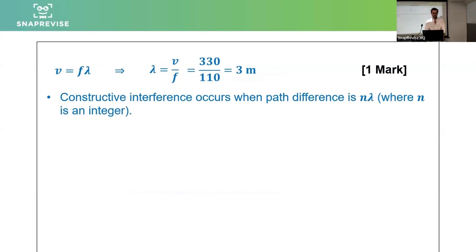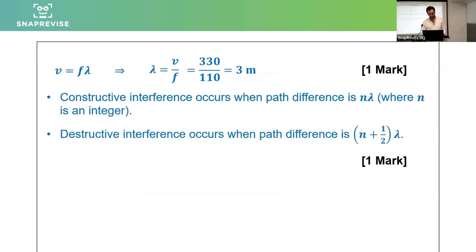The constructive interference occurs when the path difference is some multiple of 3 meters. Maximum destructive interference occurs when it's a half number of those wavelengths. So 1.5 meters or 4.5 meters, and so on and so forth.